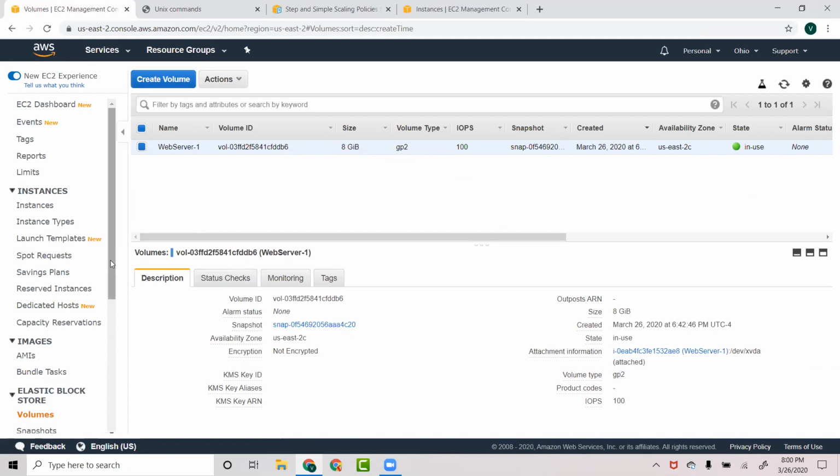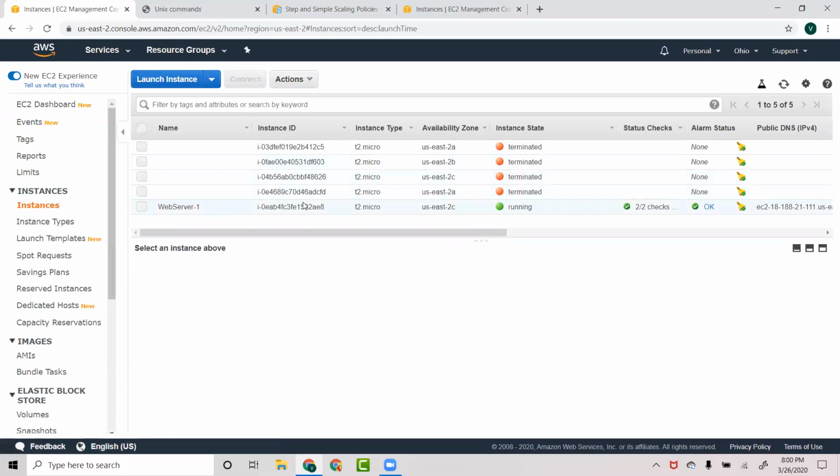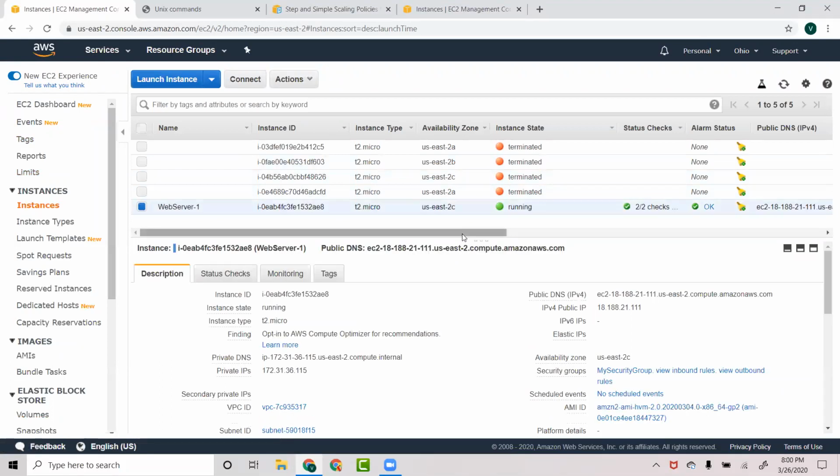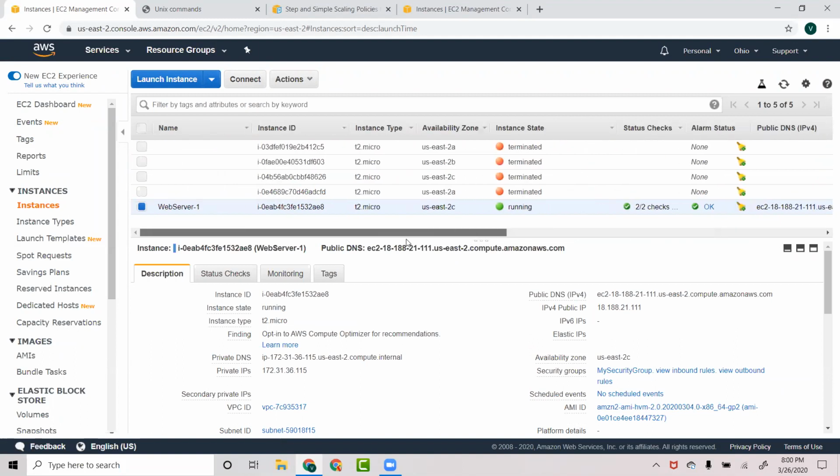Okay. But one thing though is, see here, guys, everybody, we created this EC2 instance here. And when I created this EC2 instance, I gave it 8 gig disk space, right?